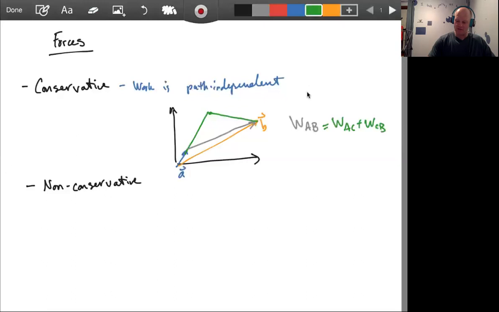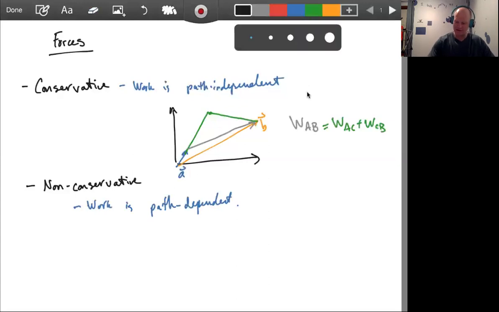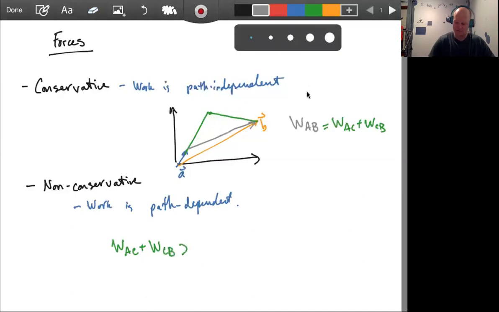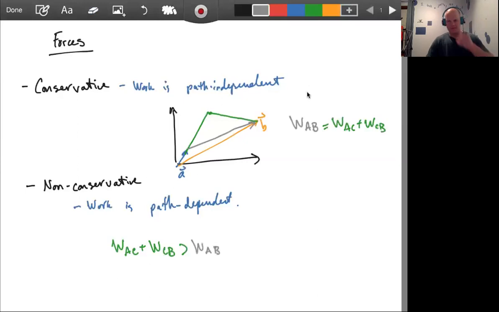And then we have non-conservative forces. Non-conservative forces is work which is path dependent. What that means is that these two works here would not be the same. In this case, my work going from A to C and then going from C to B would actually be larger than my work going from A to B directly. And as I mentioned, this means that I'm losing energy or I'm adding energy, either one would be fine, to the system.